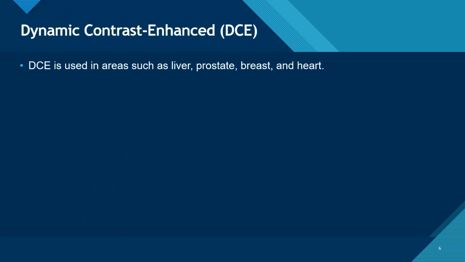Let's go to our second perfusion technique, which is the dynamic contrast enhanced MRI. In this technique, the dynamic contrast enhanced MRI can be used in many other body parts, such as the liver, the prostate, the breast, and the heart.